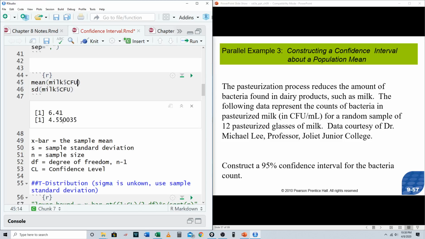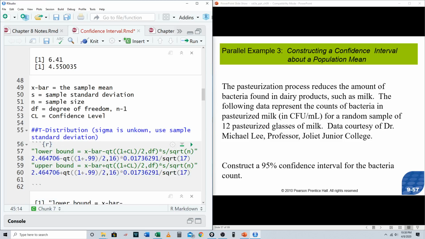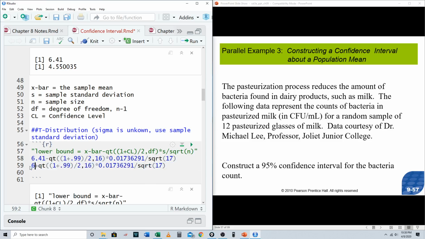So we have our mean and our standard deviation. We'll just go ahead and round these to 2 decimal places. So 6.41 and 4.55, because that's approximately close enough. So we have 6.41. And then we use QT, QT instead of Q norm, because that was normal distribution.